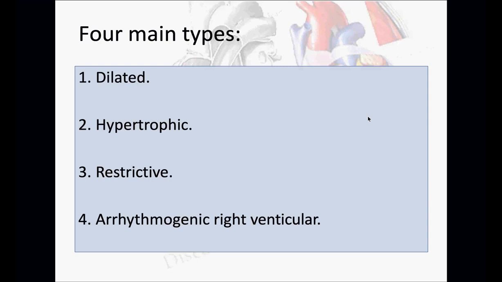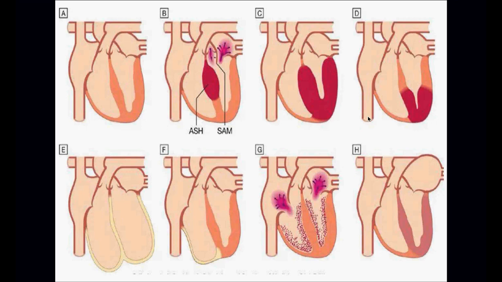Dilated, hypertrophic, restrictive, and arrhythmogenic right ventricular cardiomyopathy. The most common form of this disease is dilated cardiomyopathy. Next slide. In this slide, we see the hearts.